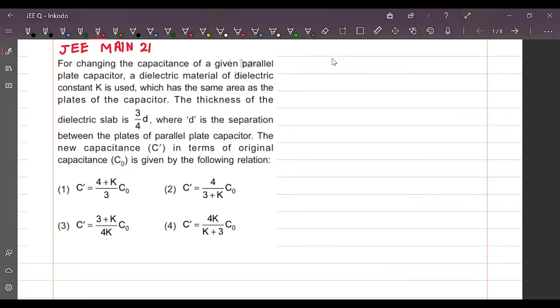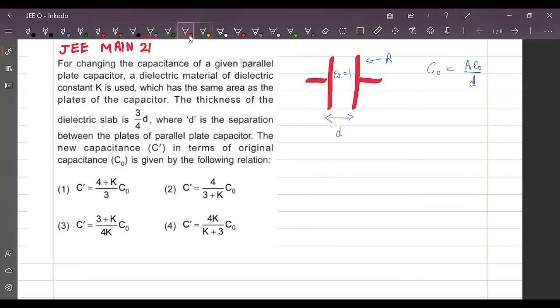So the original capacitance will look something like this. Let us say the plate area is A and the distance between the plates is D. Of course, the dielectric constant will be 1. So I can write the original capacitance as A epsilon naught by D.